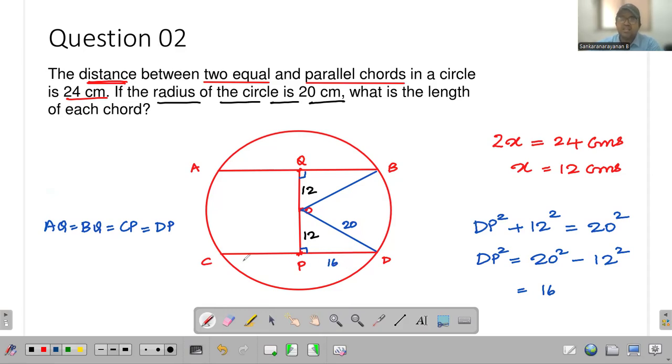DP is 16, CP will be 16, AQ will be 16, and BQ also will be 16. So what is the length of each chord? My final answer: the length of each chord will be 16 plus 16, that is 32 centimeters. So for this question, 32 is the answer.